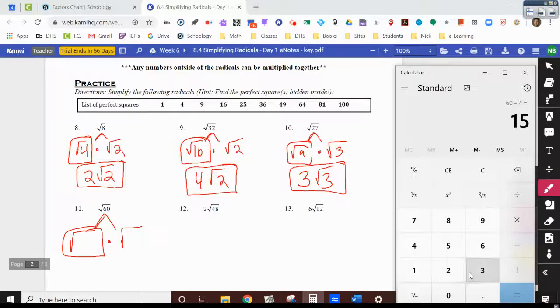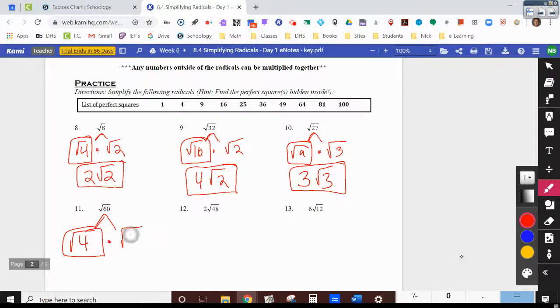So the square root of 60 is going to be broken down into the square root of 4 times the square root of 15. And this square root of 4, that is my perfect square. That's why I'm putting this box around it. So now that becomes 2 rad 15, and that's going to be my simplified answer.